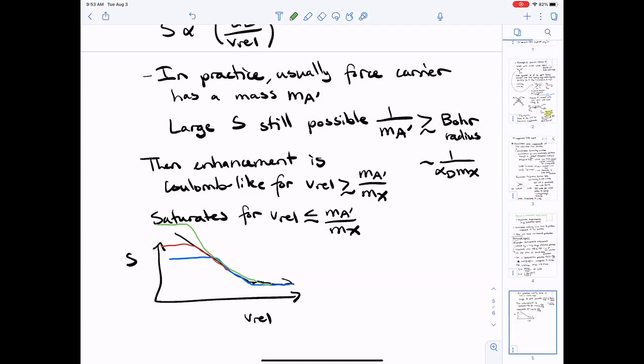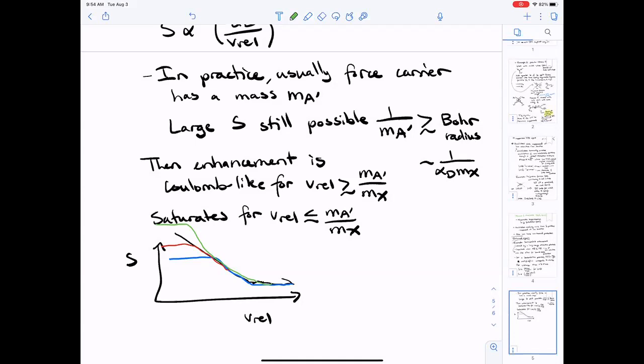If we have a repulsive potential instead of an attractive one, we see a suppression instead of an enhancement. Yes, if you have a repulsive potential, you actually get an exponential suppression. It's not even just a v suppression, it's like e to the minus pi alpha over v suppression. So repulsive potentials are very effective at turning off the annihilations. That's actually another way to get a suppression at late times.